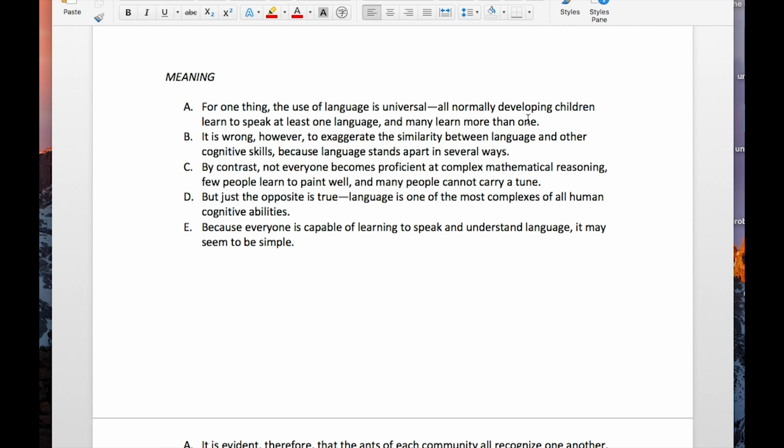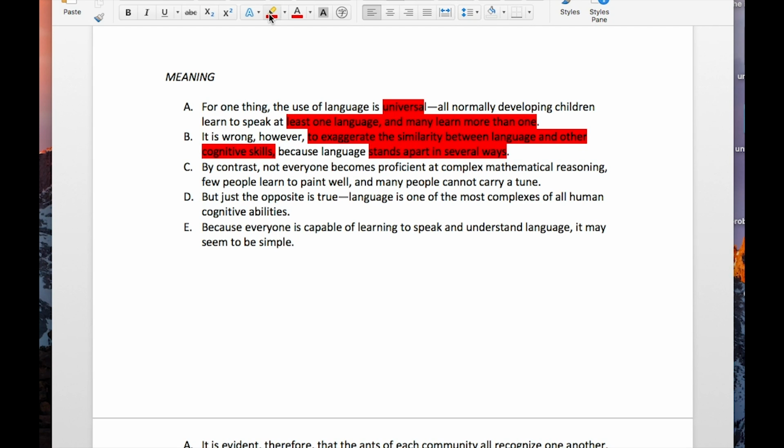All normally developed children learn to speak at least one language, and many more learn more than one. So this is the objective about language being universal, and some people can learn one, some people actually can learn more. This is your object. Okay, and then they mentioned for one thing. Now, B, it says it is wrong, however. So the sentence can be changed into however it is wrong, or what? To exaggerate the similarity between language and cognitive skills, because language stands apart in several ways. So this is something that we can remember. Okay, language stands apart in several ways.